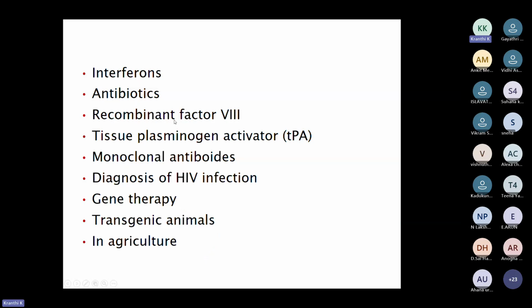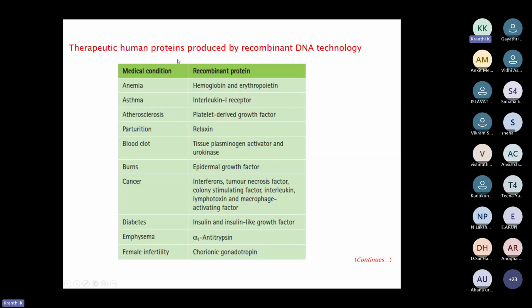Then interferons also, antibiotics, and therapeutic human proteins they are producing by the rDNA technology. Anemia: hemoglobin, erythropoietin. These are produced by recombinant process only. Asthma: interleukin 1 receptor, relaxin. Blood clot: tissue plasminogen activator and urokinase. These help in the clotting mechanism. Burns: epidermal growth factor. If a person is lacking the blood coagulation factors, then they need these enzymes, tissue plasminogen activator. These are also prepared by the rDNA technology only.